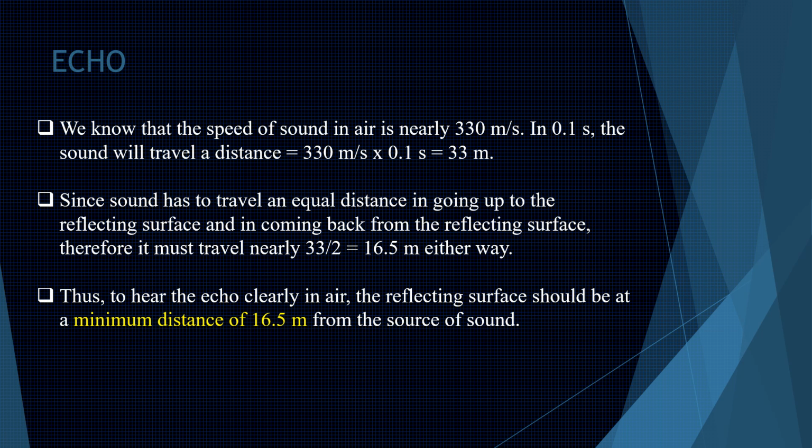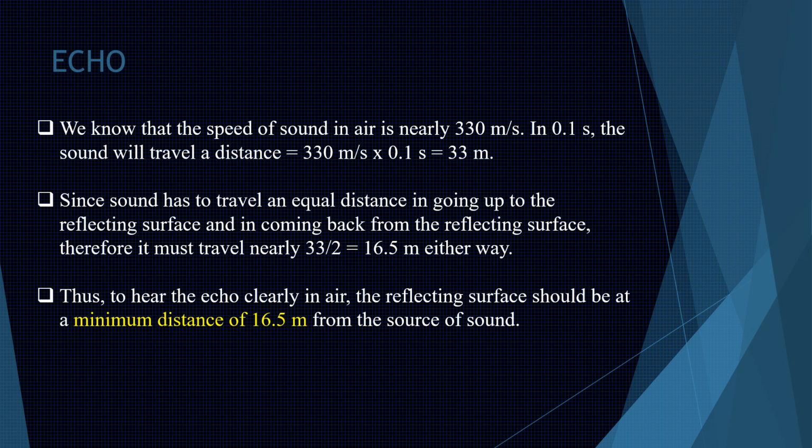We know that the speed of sound in air is nearly 330 meter per second. So in 0.1 second, the sound will travel a distance of 33 meter. Now since sound has to travel an equal distance in going up to the reflecting surface and in coming back from the reflecting surface, it must travel nearly 16.5 meter either way. Thus, to hear the echo clearly in air, the reflecting surface should be at a minimum distance of 16.5 meter from the source of sound.